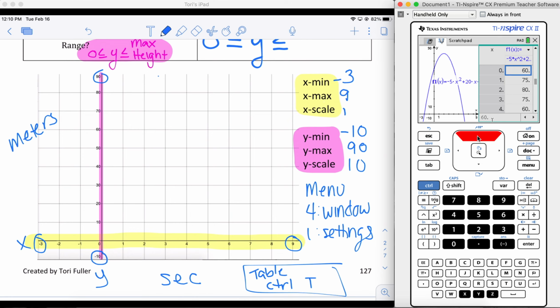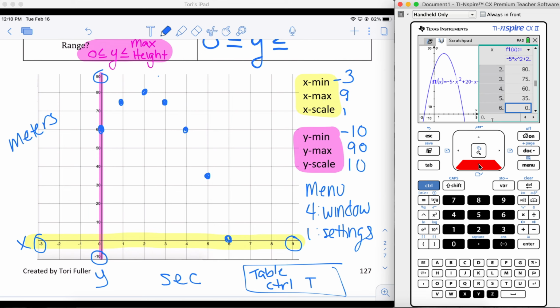So I'm going to hit the up arrow, and I'm going to start graphing these as we see them. 0, 60. Put a dot on 0, 60. I'm going to go down. Perfect. 1, 75. You're just going to put it halfway between 70 and 80. 2 goes to 80. Moving down, 3 goes to 75. 4 goes to 60. And I'm just making dots everywhere I see these points. 5 goes to 35. And 6 goes to 0.